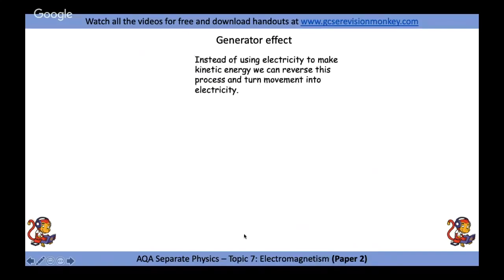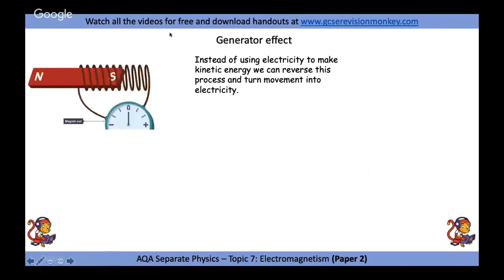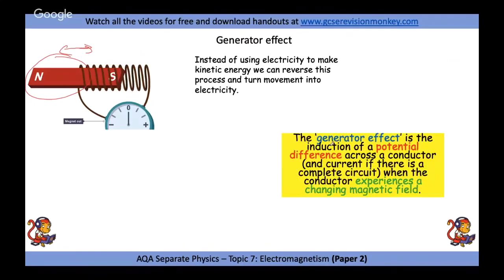Okay, generator effect then. So this time, instead of using electricity to make kinetic energy, as in a motor, we can reverse this process and we can turn the movement into electricity. So here we have a magnet, and that magnet is being moved into and out of a coil of wire. Now, the generator effect is the induction of a potential difference across a conductor, the conductor being the coil of wire.